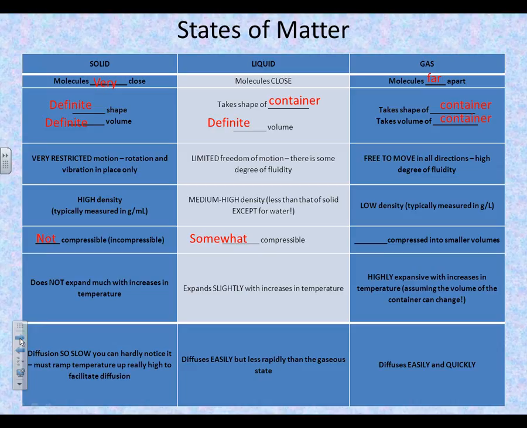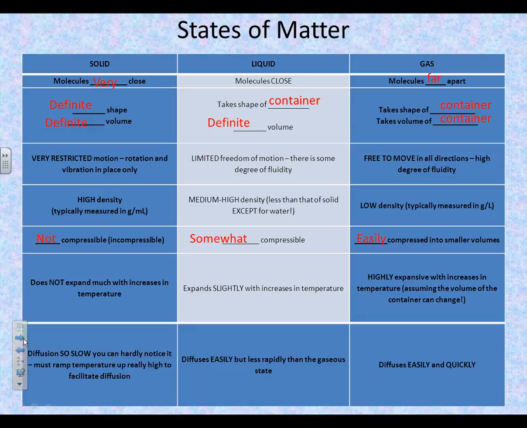Now we just talked about the next one. They're free to move in all directions. That's why they can take the volume of their container and the shape of their container. They have very low densities. That's why you have fog on top of lakes, because gas is almost always going to float on top of everything. And they can be easily compressed into smaller volumes. That's why, like I said, I could take a liter of gas, put it into a gallon container.